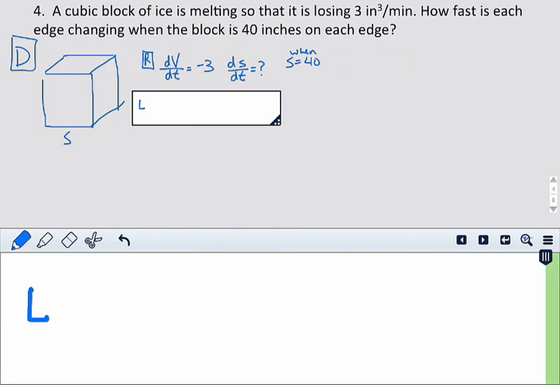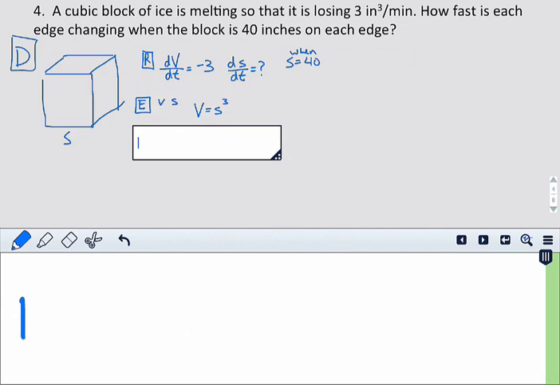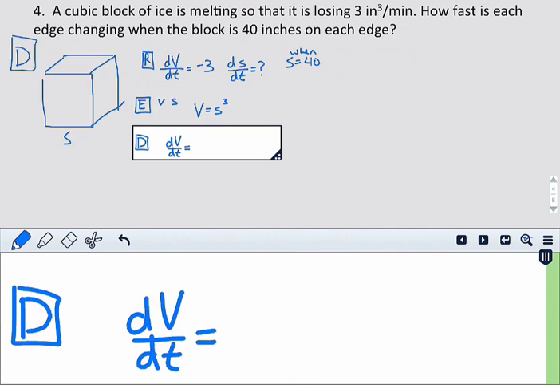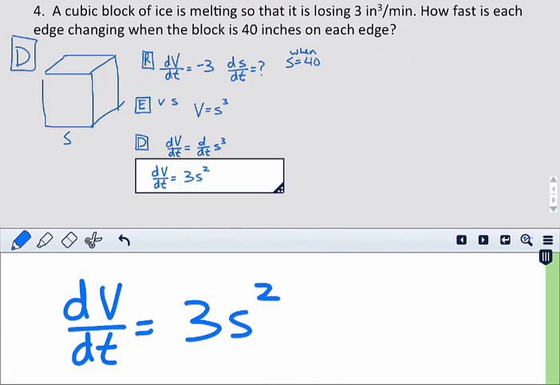So first, let's come up with our equation, and the equation needs to be in terms of V and S. So we can actually use our volume formula, and that's going to be side cubed. So now let's go ahead and derive. So we're going to get dV over dt equals the derivative with respect to t of s cubed. And deriving this implicitly, dV over dt will equal 3s squared, using our chain rule, we get ds over dt.